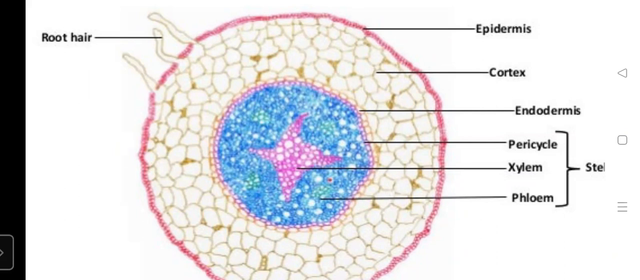Chloroplasts are generally absent, but they are present in the roots of some water plants and the aerial roots of many epiphytes.